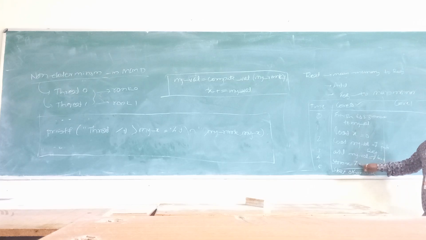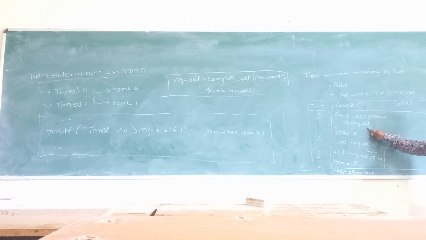Then store x equals 7. Then we can start other work, meaning we can go for initializing the other variables also. First finish assigning x equals 0 in the period of 0, and in the period of 1, load my value, which is 7.